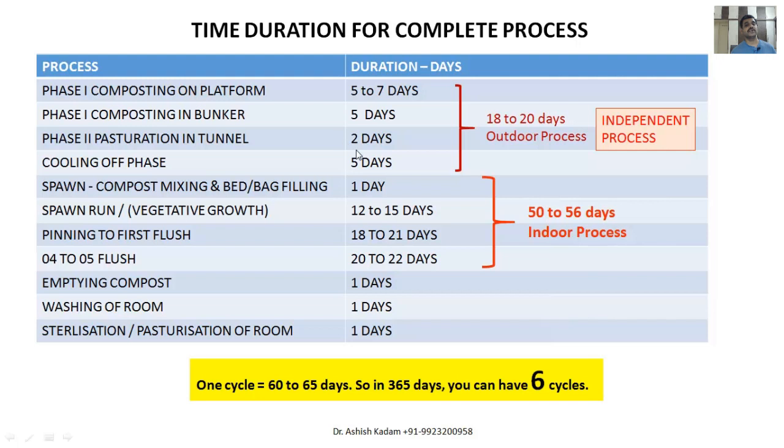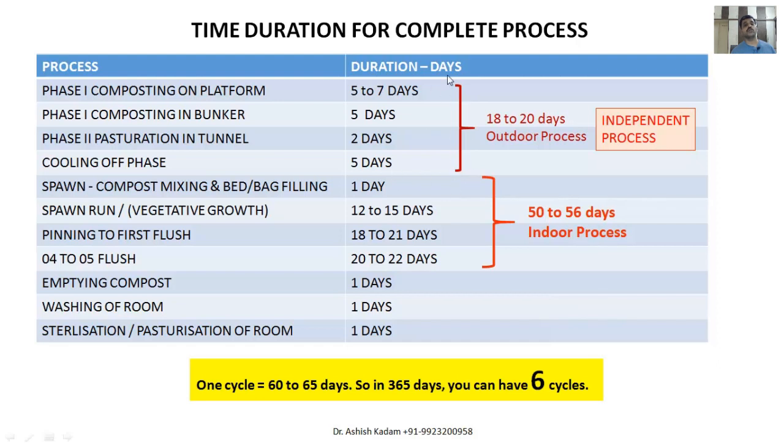After that it spends another 2 days for pasteurization in the tunnel. Then we have another 5 days for the cooling off of this hot compost, because this compost is pasteurized, it is at a temperature of 65 to 70 degrees centigrade. So you cannot ship this material directly at this temperature into the spawn mixing area. We need to cool down the temperature of that compost, so we require to spend certain time.